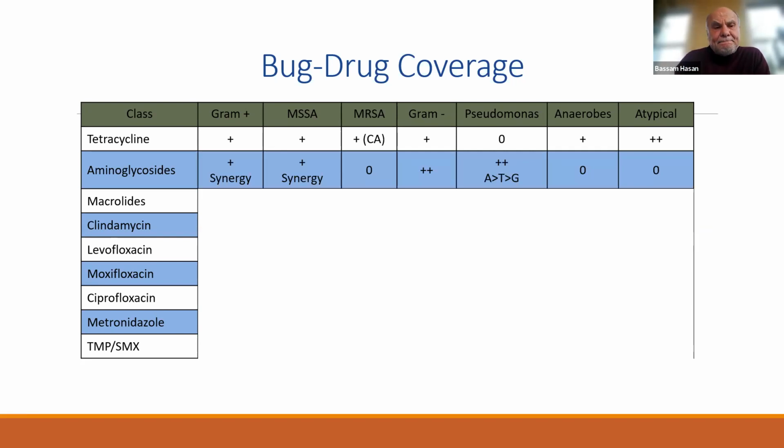Macrolides: gram-positive and atypical. The term atypical is really a misnomer. The atypicals are the microorganisms that do not respond to beta-lactams in general.